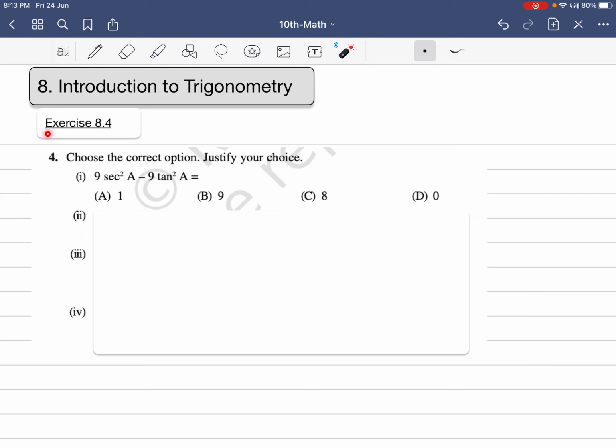So in this video, we're going to see problems from exercise 8.4 and we're going to see problem number 4. Let's read the problem. Choose the correct option. Justify your choice. So we are given 4 problems here, first, second, third, fourth.